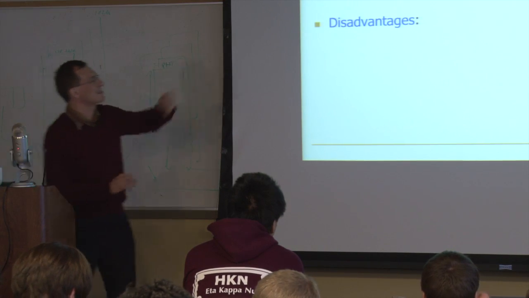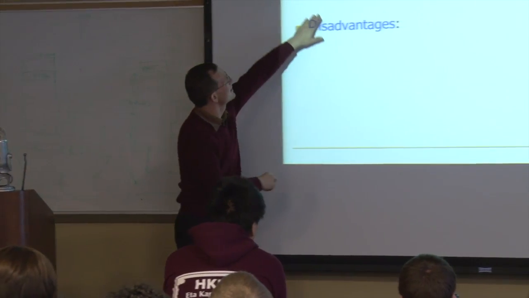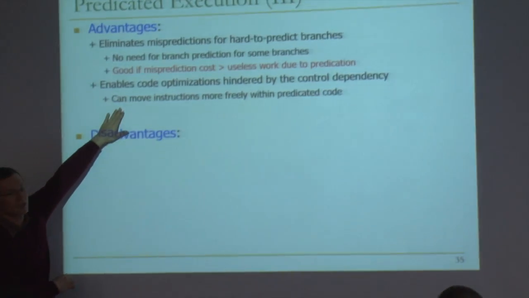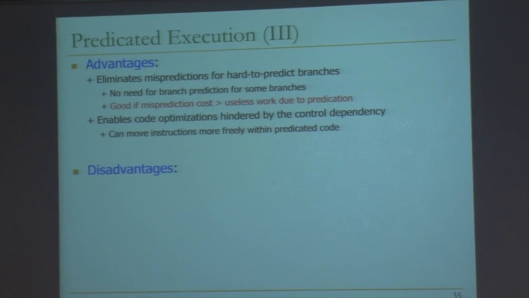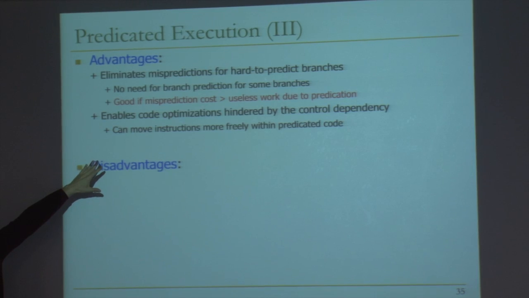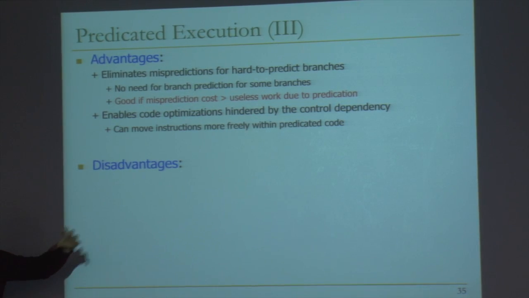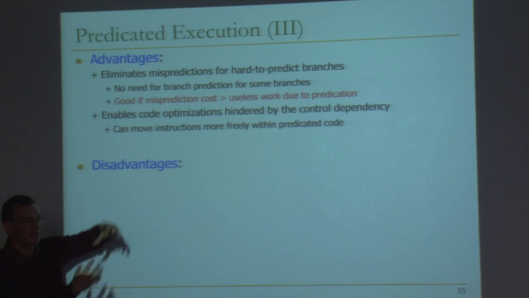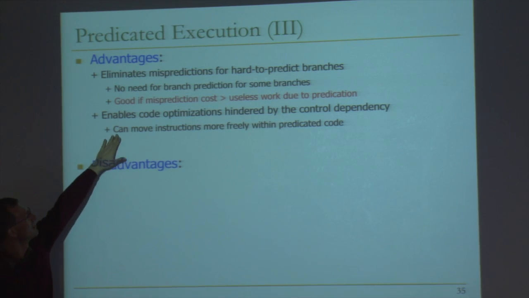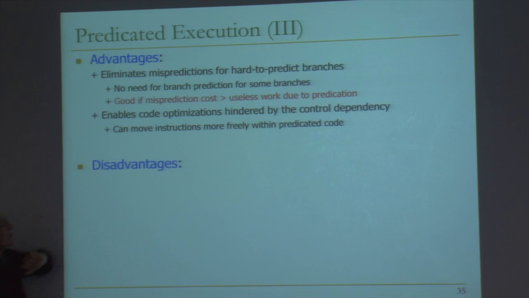Well, this is the other advantage. This goes into that equation, but enables code optimizations hindered by the control dependency. Remember, I showed you a control flow graph maybe 2 lectures ago, and told you that eliminating branches can help performance optimizations because you can move instructions more freely within the single block of code. Well, predicated execution has that advantage.